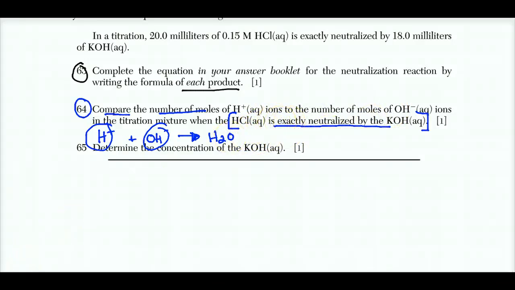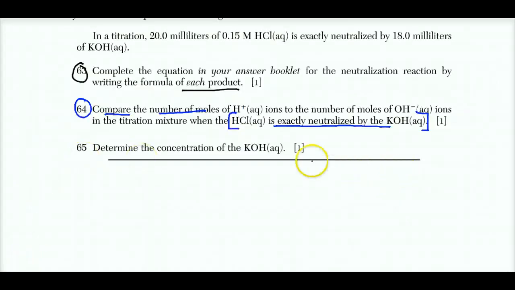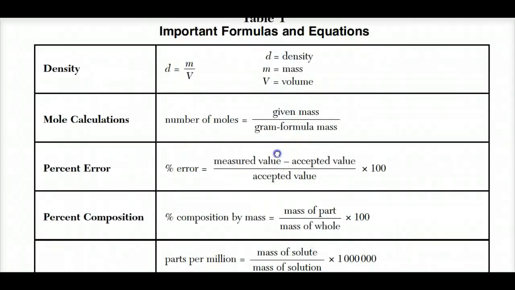Okay, so to the answer booklet. So the moles of H plus are equal to the moles of hydroxide. That's just it. Okay? 65. So 65 says determine the concentration of the KOH. Well, this is a titration problem. In a titration problem, we use something called a titration formula called MV of the acid equals MV of the base. Something you don't have to memorize because in Table T, as I will show you, it's there. Table T we go. There's our Table T.